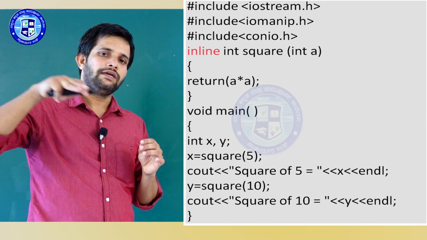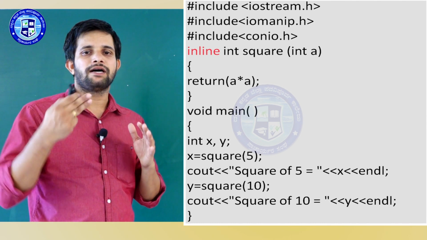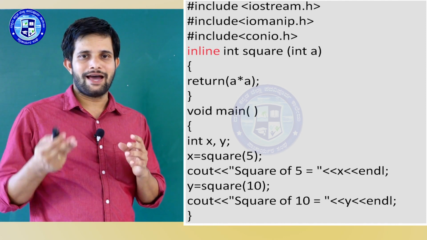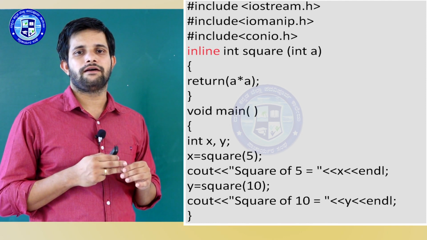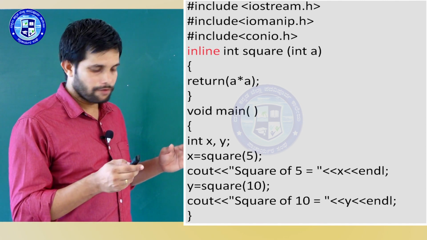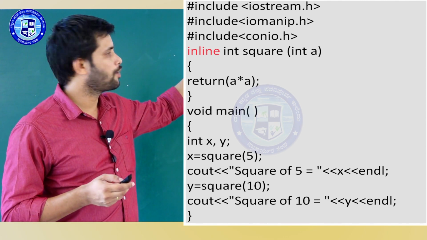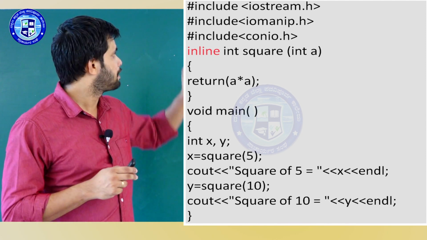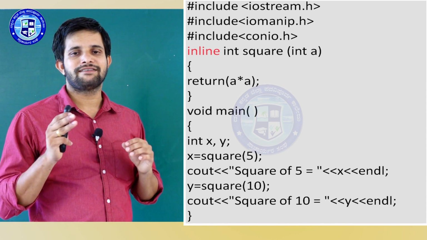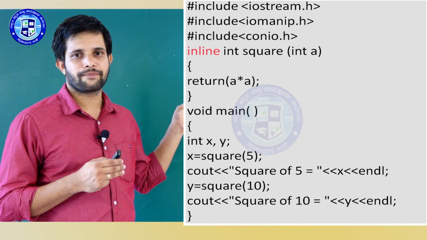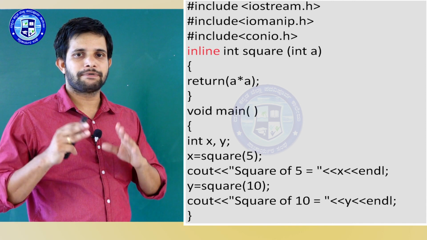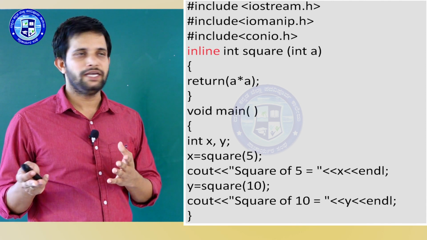I am going to pass an integer argument. When an integer argument is squared, definitely we will have a return integer value. So I am going to define that function: int square, and inside the brackets I am specifying the integer argument a. But before that I have used a special keyword called inline. Next I will write the body of the function here. As far as square is concerned, it is nothing but a into a, so I am returning that.